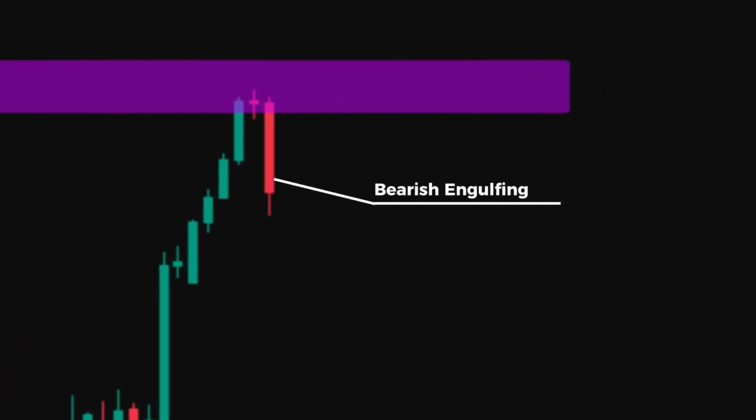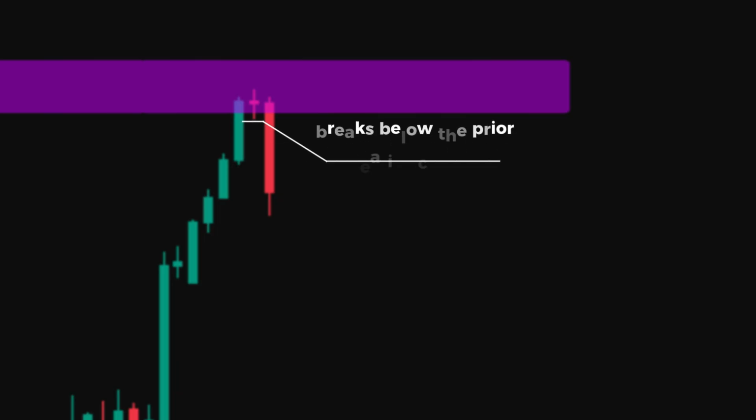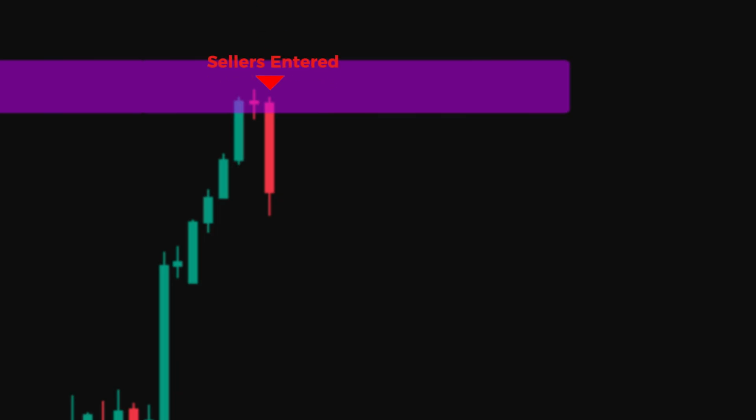And this is exactly what we want to see. This candle not only engulfs the previous doji, but also breaks below the prior bearish candle. This shows that sellers have stepped in with strength and are now in control of the market. This is our confirmation. We enter the trade at the close of the bearish engulfing candle. For our stop loss, we place it just above the high of the retracement, right above the doji, giving the trade enough room to breathe while still protecting our risk. And for our take profit, we target a 1-to-2 risk to reward ratio, aligning with the overall bearish trend.